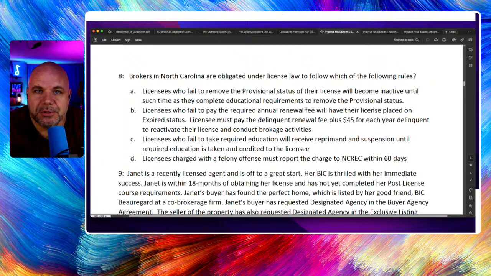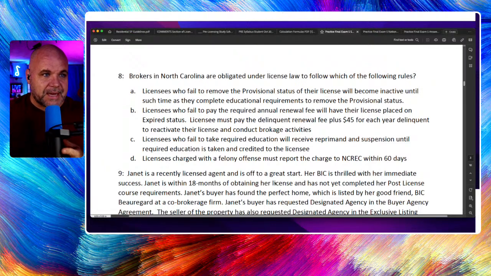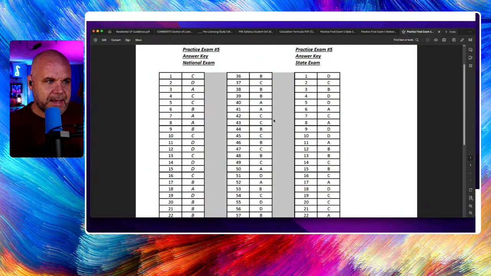They were arrested. They were charged. But arrest is not the rule. It's conviction that's the rule. So that's not a good answer. Best answer is A. Licensees who fail to remove the provisional status will become inactive until they complete the education. So 8 should be A, and there it is.